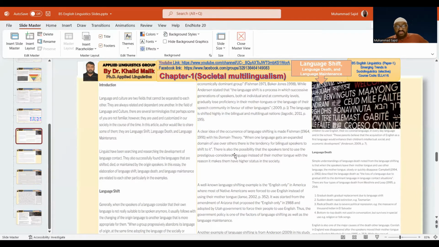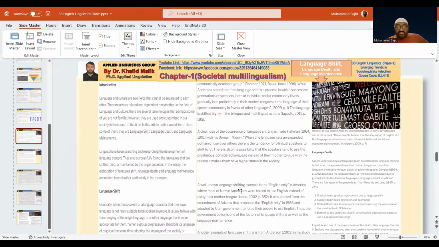to it. There is also the possibility that the speakers tend to use the language considered prestigious instead of their mother tongue, with the reason that it gives them higher status in society.